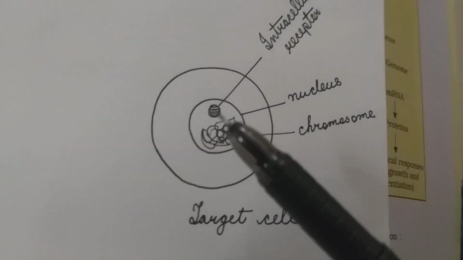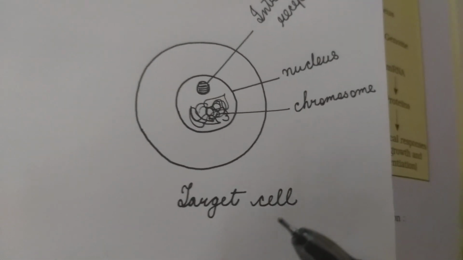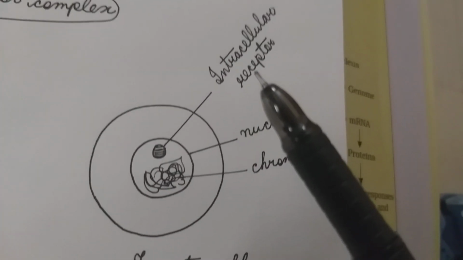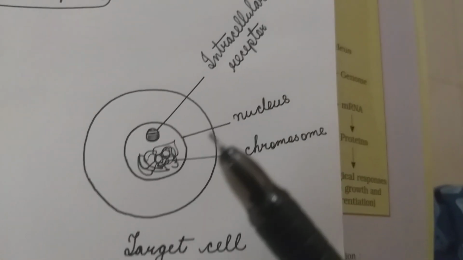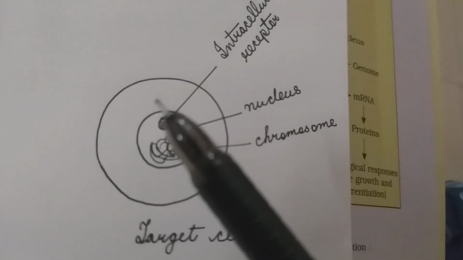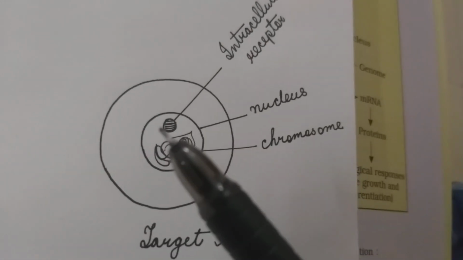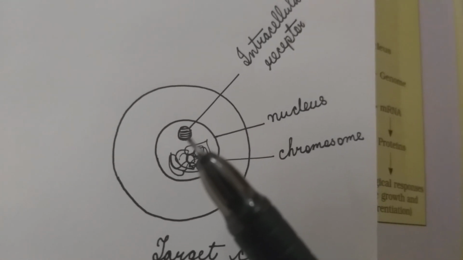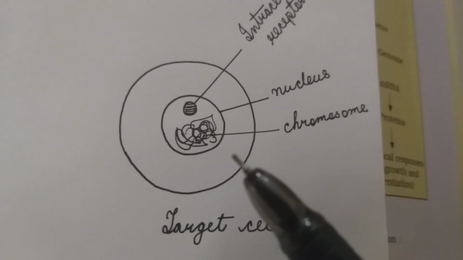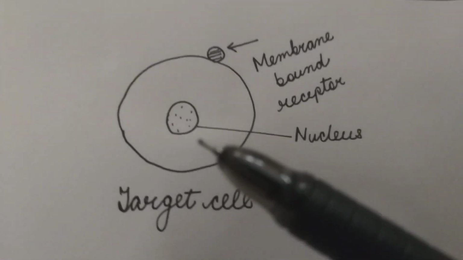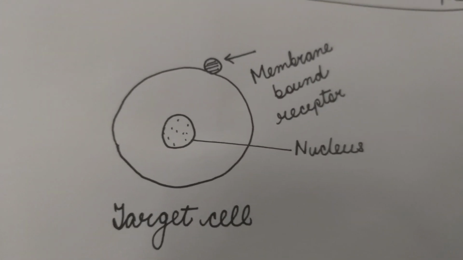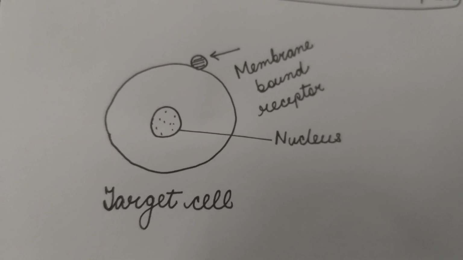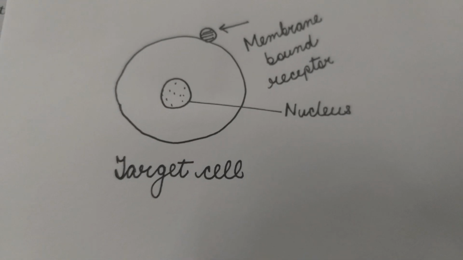If the receptor is present inside the target cell, mainly inside the nucleus, it is called an intracellular receptor. In this case, the hormone enters the cell, then enters the nucleus and binds to the intracellular receptor. So in this case, the hormone enters the cell. In the other case, the hormone does not enter the cell. It binds to the receptor on the surface of the target cell, on the surface of the membrane.